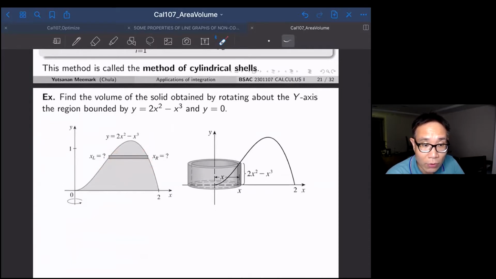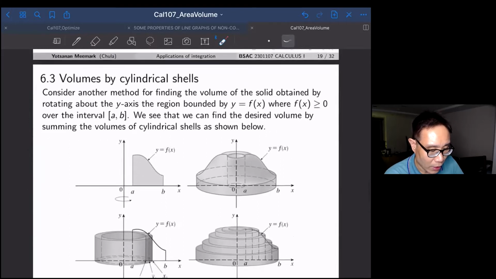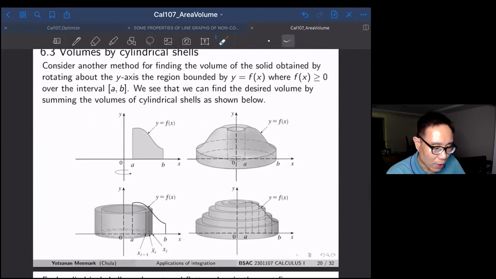So if you are in this situation, mathematicians tell you that you can find the volume of the solid by using another method, which is called the cylindrical shell instead. The idea of the cylindrical shell is that you rotate and obtain a solid that looks like this one. If you subdivide the interval [a, b] into small subintervals like this, you're going to get many cylindrical shells. So they are called cylindrical shells.